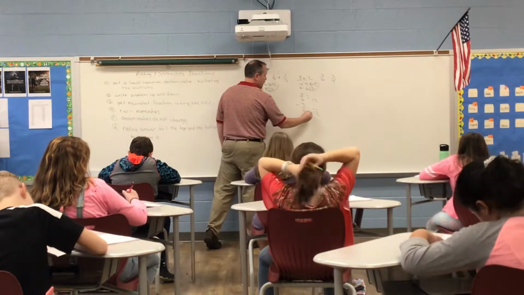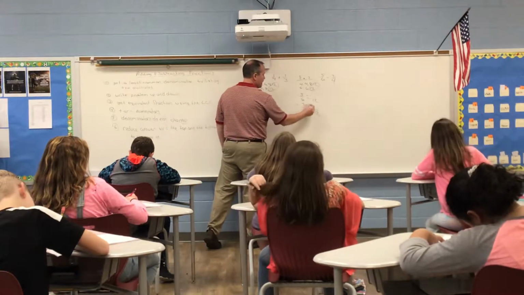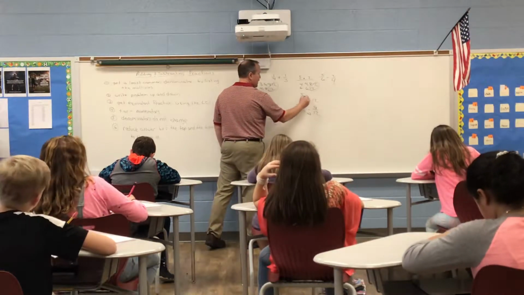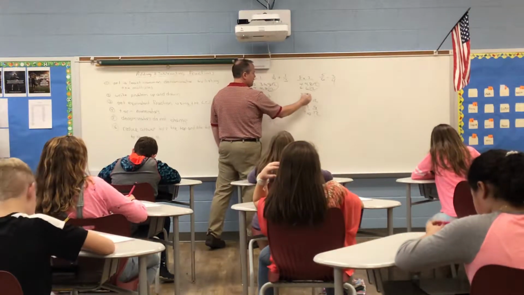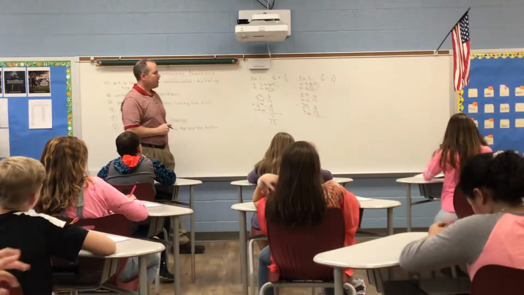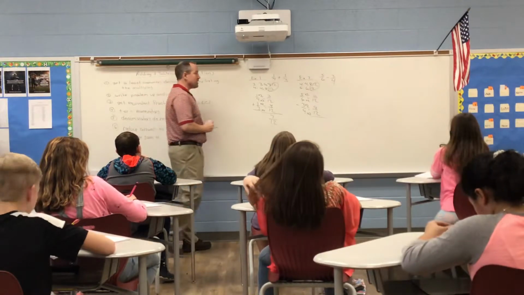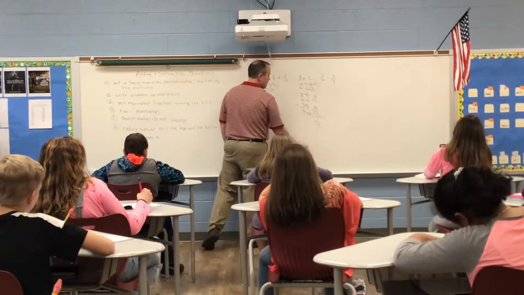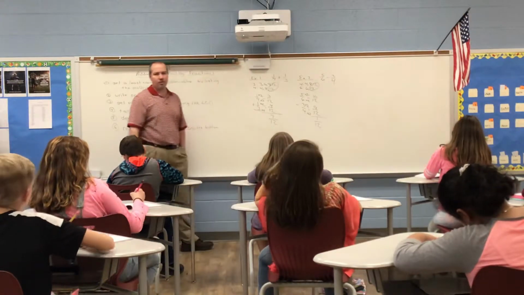4 times 3 is 12. Take the top times 3. 3 times 3 is 9. 6 times 2 is 12. Take the top times 2. 5 times 2 is 10. And now once again we subtract just the numerators. 10 minus 9 is 1. Denominator stays the same, and you end up with 1/12.